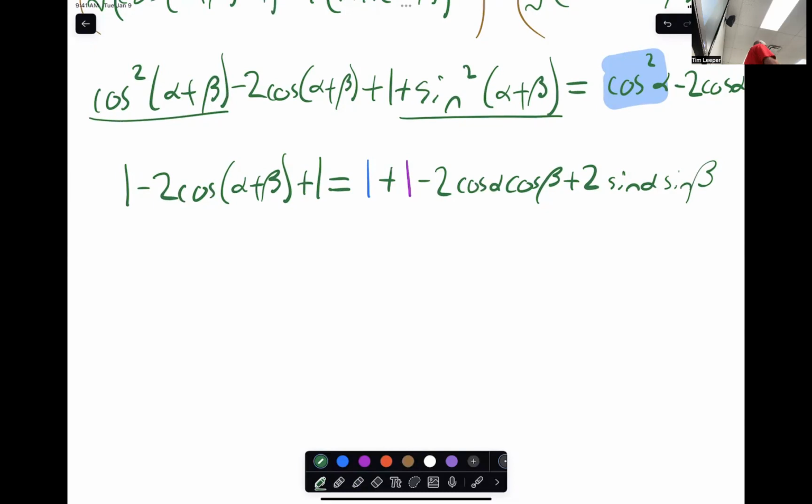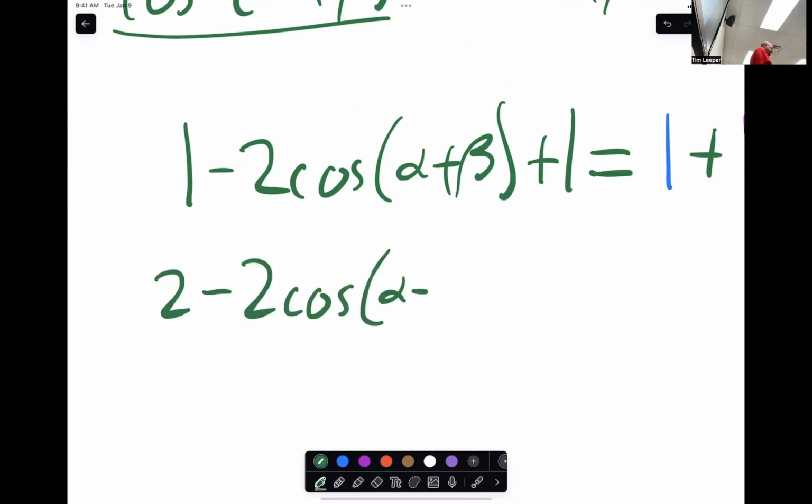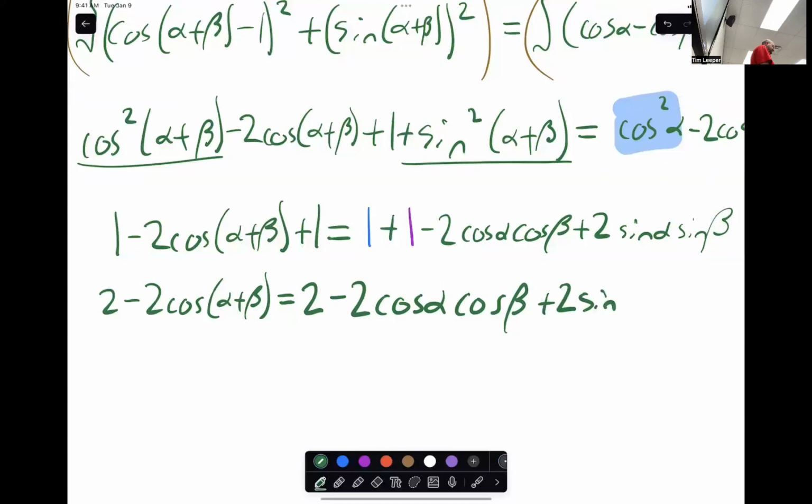Good deal. Now on the left-hand side, notice that the 1's combine to give us a 2. So it's 2 minus 2 cosine of alpha plus beta is equal to, on the right-hand side, those two 1's combine to give us 2. And then minus 2 cosine alpha cosine beta plus 2 sine alpha sine beta.